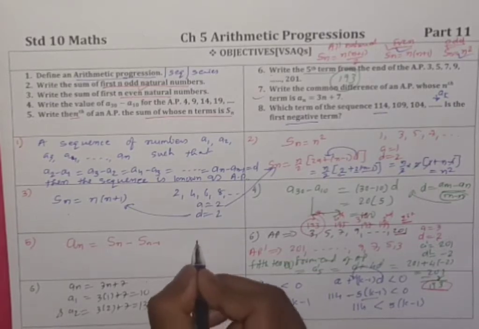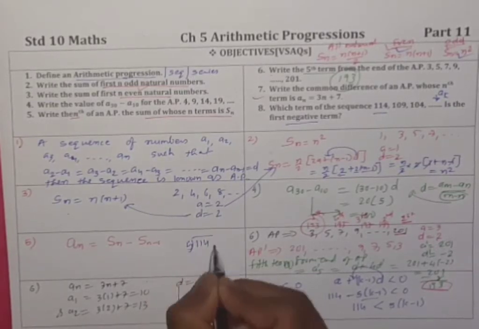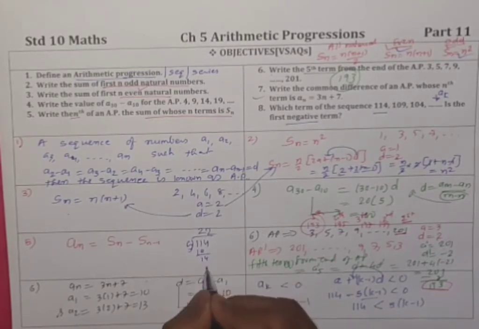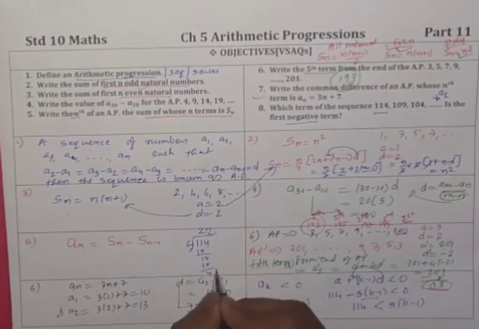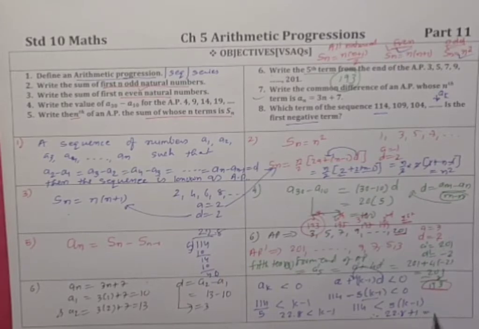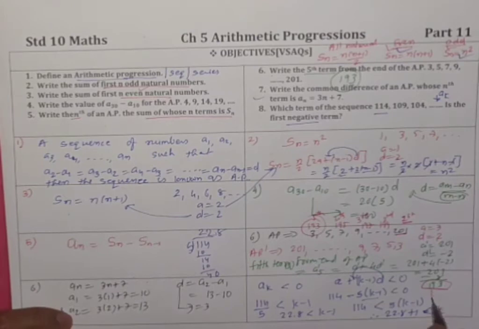So you divide 114 by 5. 5 2s are 10, 1 remains. 5 2s are 10, 4 remains. 0.0, 5 8s are 40. So 22.8 is less than k minus 1. Therefore 22.8, this minus 1 comes to this side as plus 1, is less than k. So that gives you k. If you write it the other way, k greater than; reading from this side it is k less than, from the left k greater than.